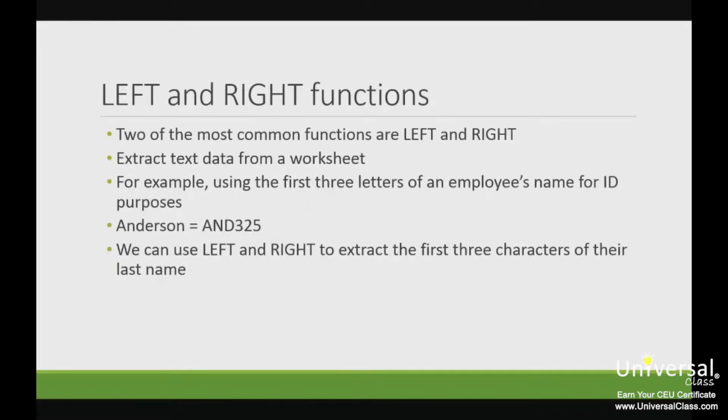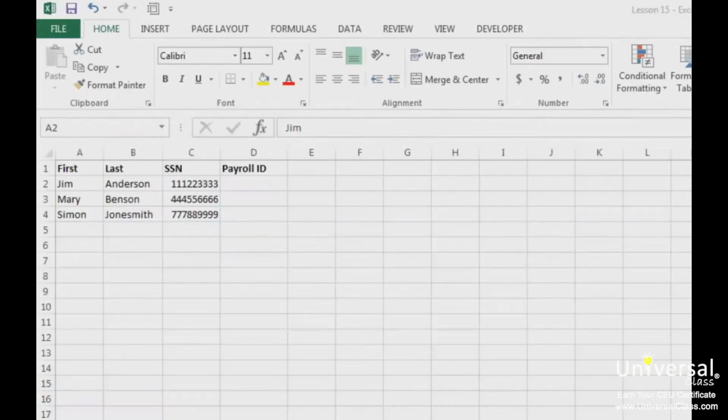Two of the most common text functions you'll come across in Excel are left and right. These functions are used to extract text data from a worksheet. For example, it's not uncommon for businesses to use the first three letters of an employee's name for identification purposes and payroll. Someone with the last name Anderson might be listed and followed by the three last digits of their social security number. They may be listed for payroll purposes as AND325. We can use the left and right text functions to extract the first three characters of their last name.